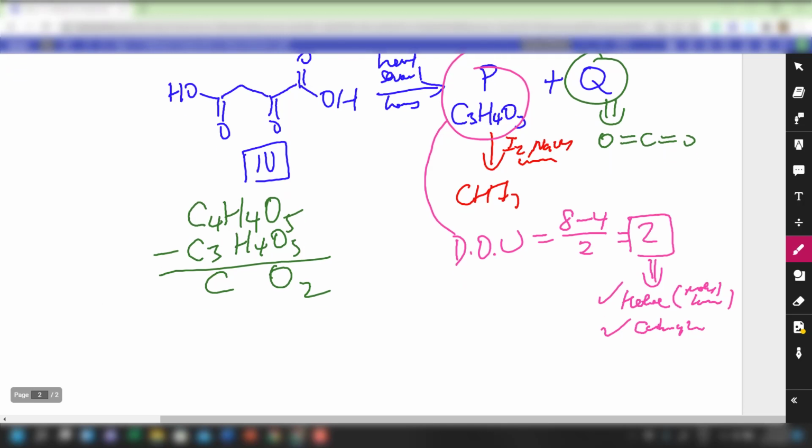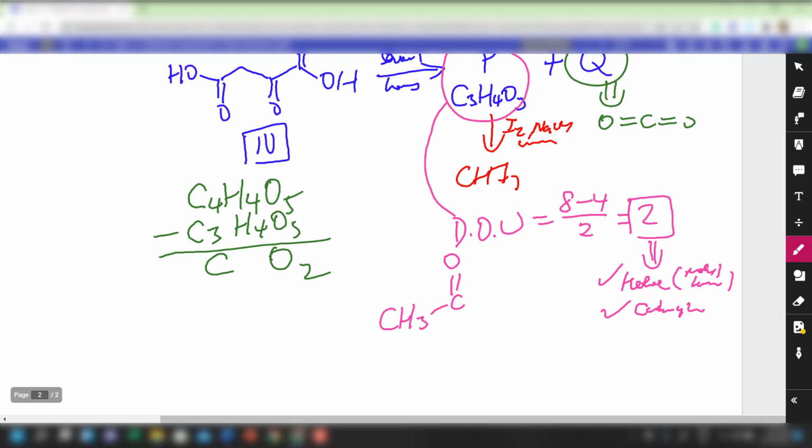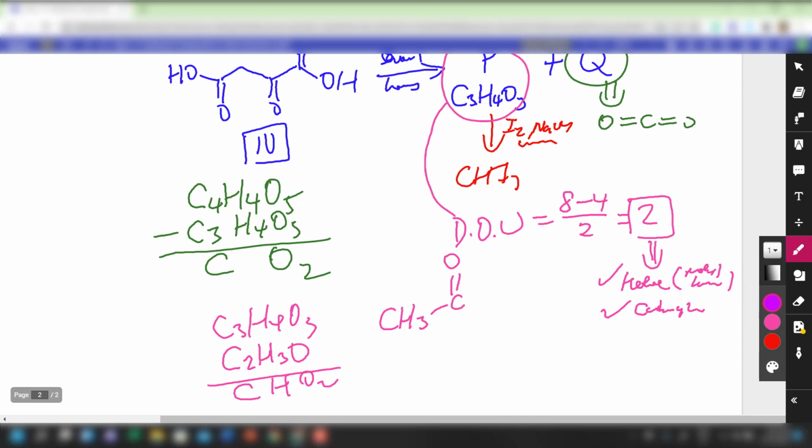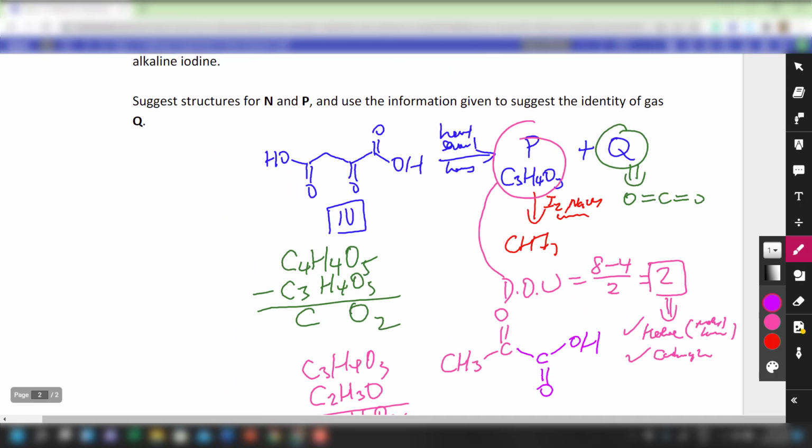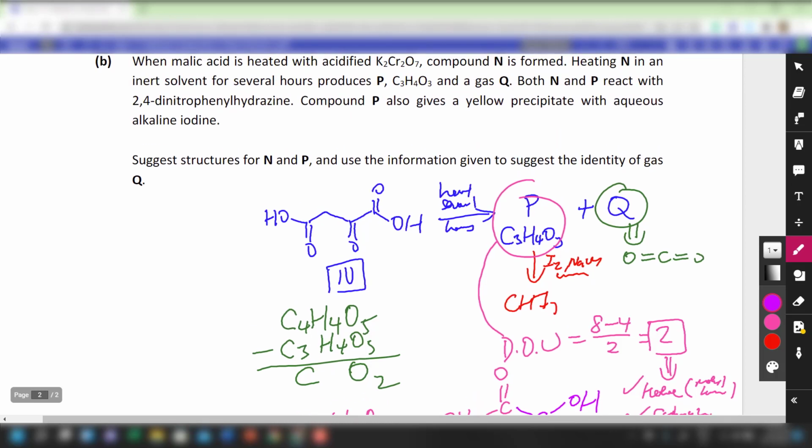So when we try to decipher the structure of P, we have to begin by drawing out a methyl ketone group. Using the same way of problem solving, the methyl ketone formula is C2H3O, and the molecular formula of P is C3H4O3. If I do a subtraction, I'll end up with CHO2. So I can easily conclude that the carbonyl carbon must be bonded to a carboxylic acid functional group, and the final structure will look like this. That's how we decipher structures N and P from the information given.